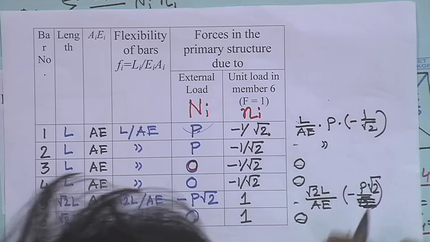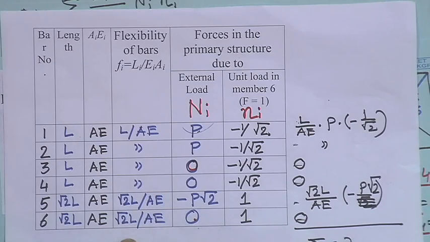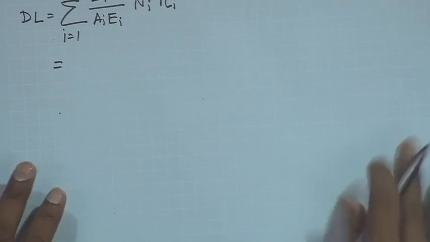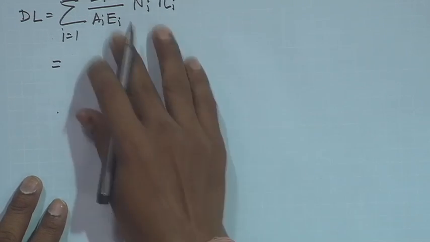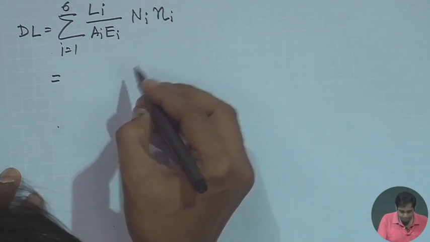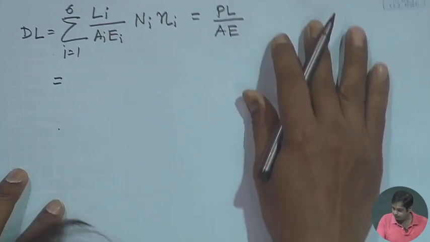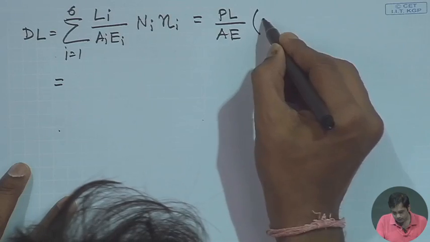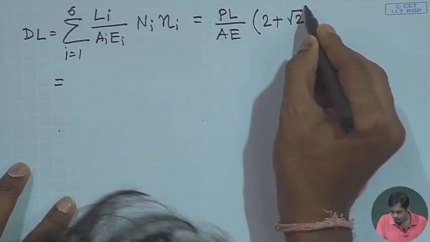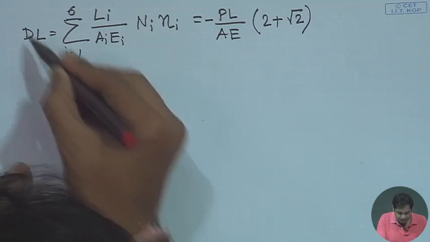Now we have to sum them. If we do this sum, we get this equal to PL by AE, because A is constant, times 2 plus root 2, and this is a negative sign. So DL is equal to this.